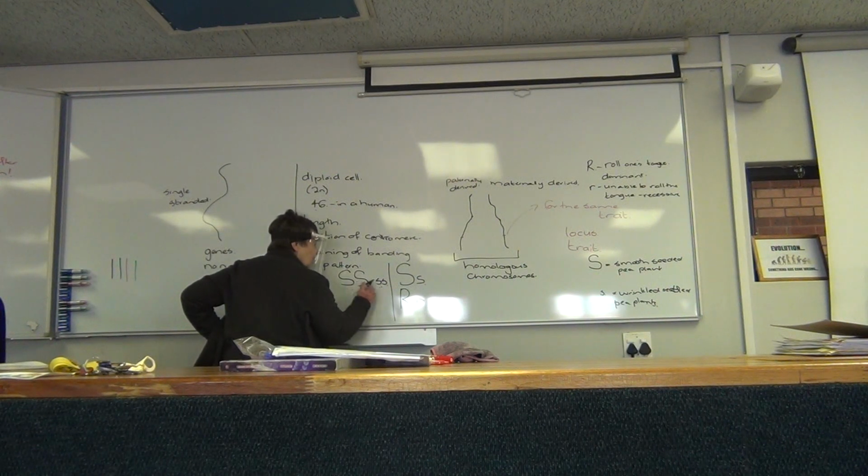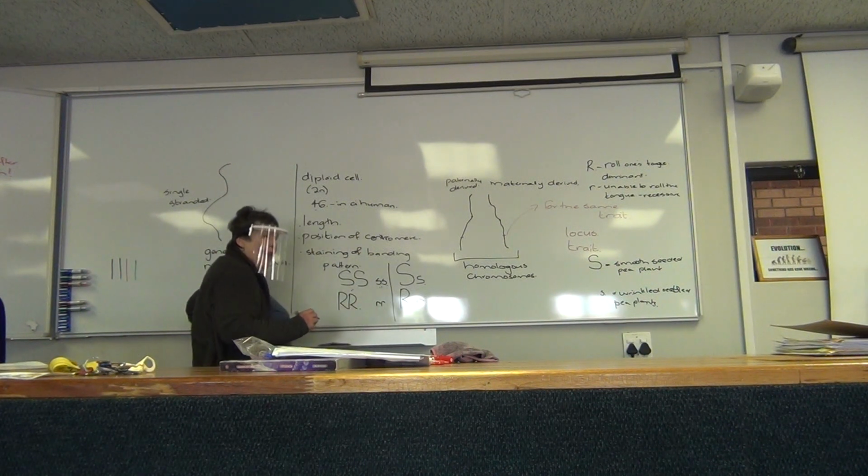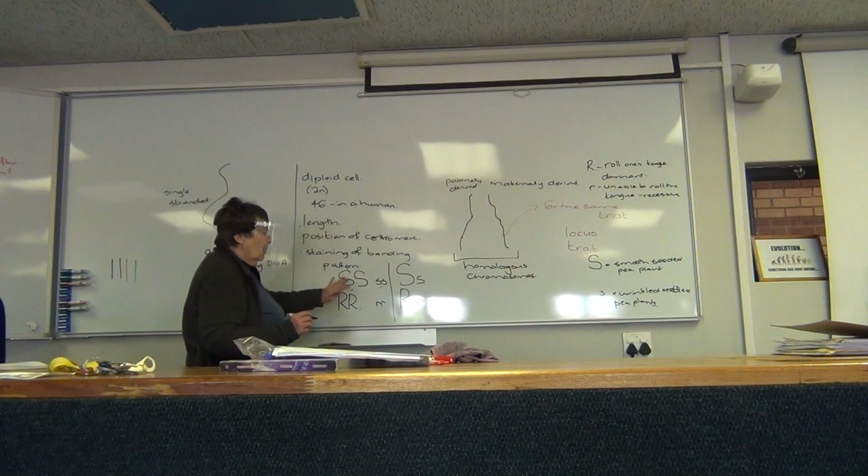This one, smooth seeds, that one would be a wrinkled-seeded pea plant. And then that would be a homozygous individual able to roll the tongue, and this would be a homozygous individual unable to roll the individual's tongue. Okay, so everybody happy with that, I hope.